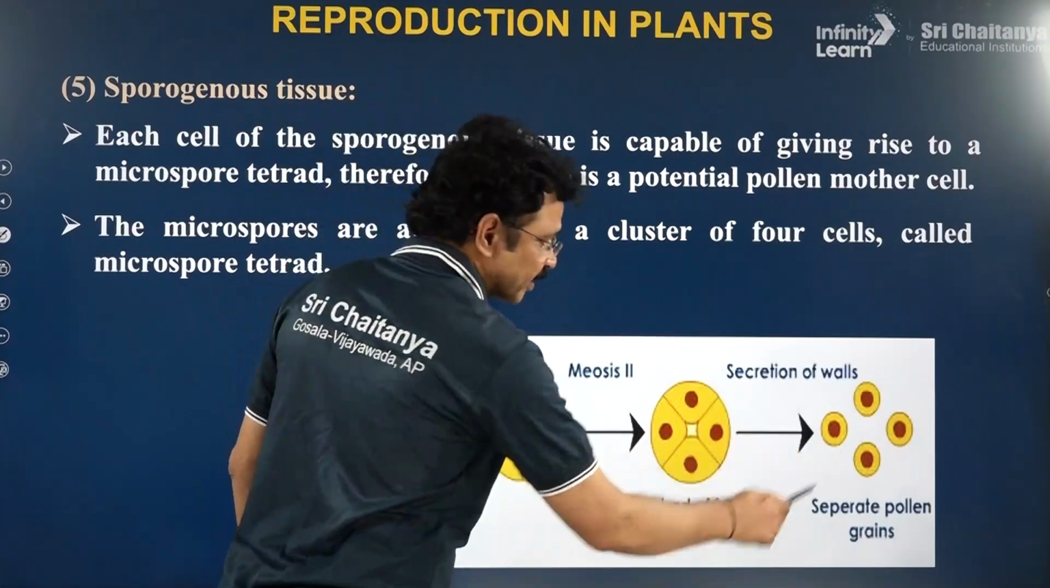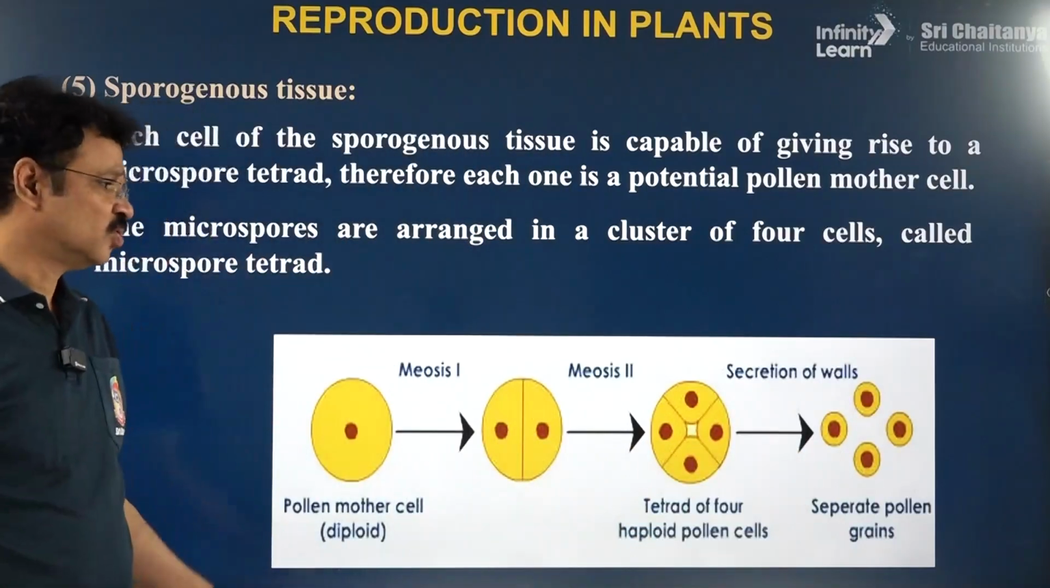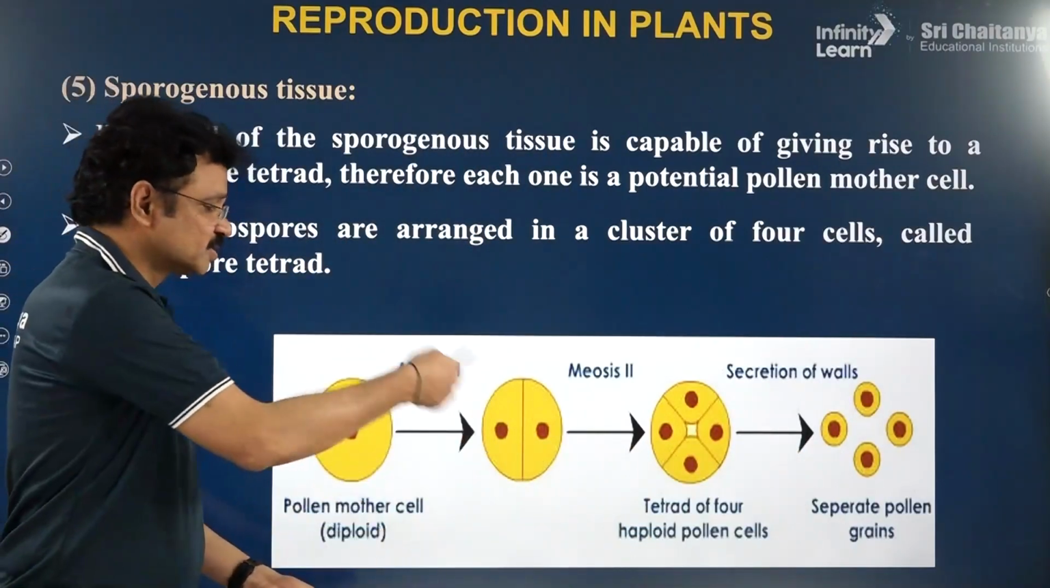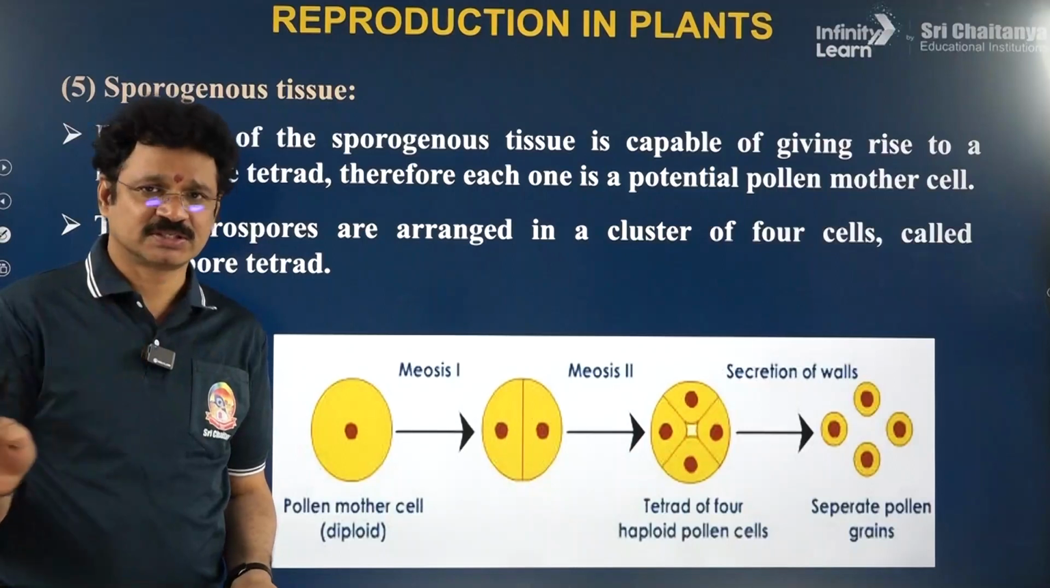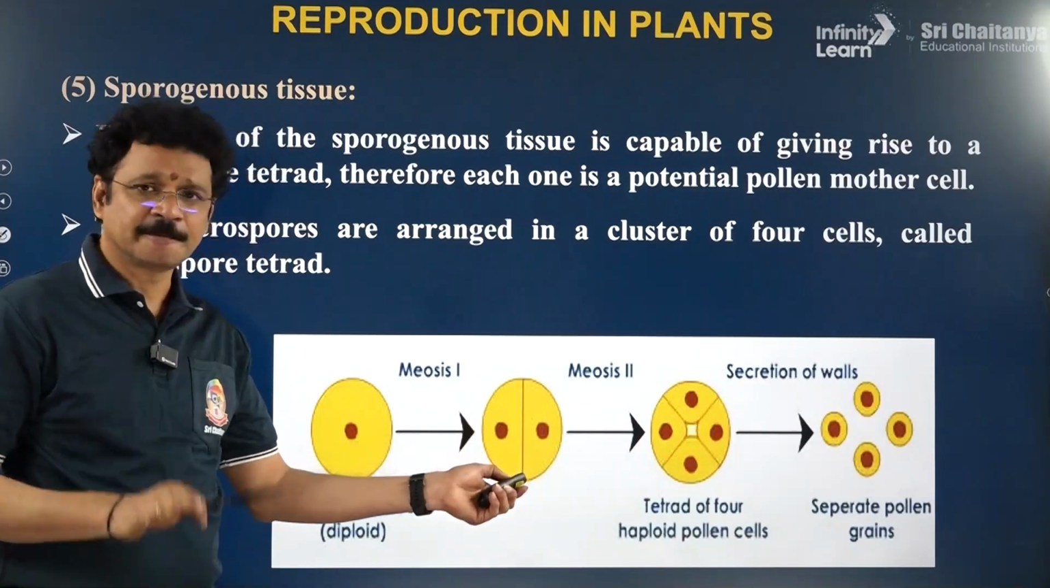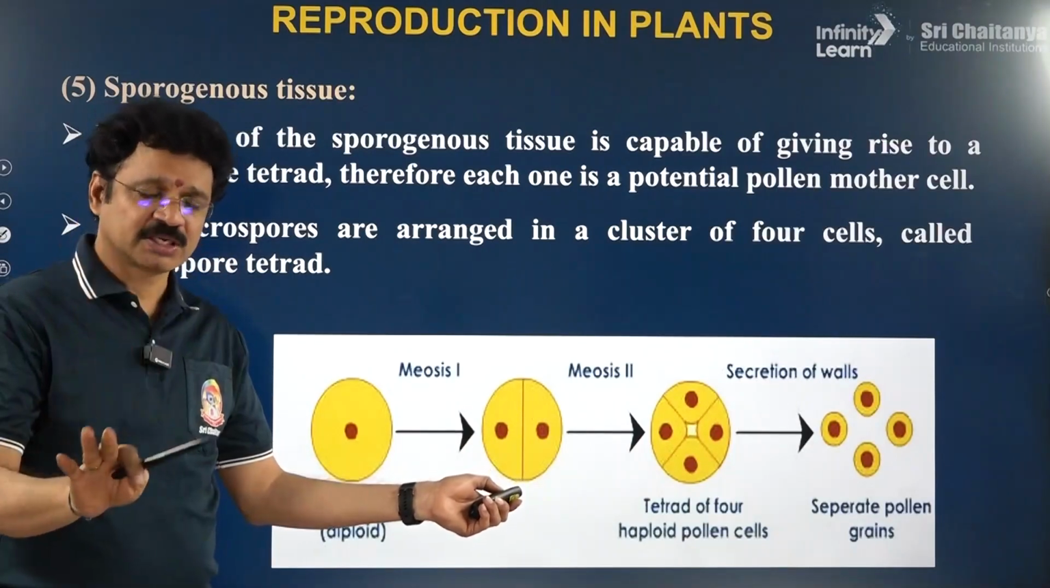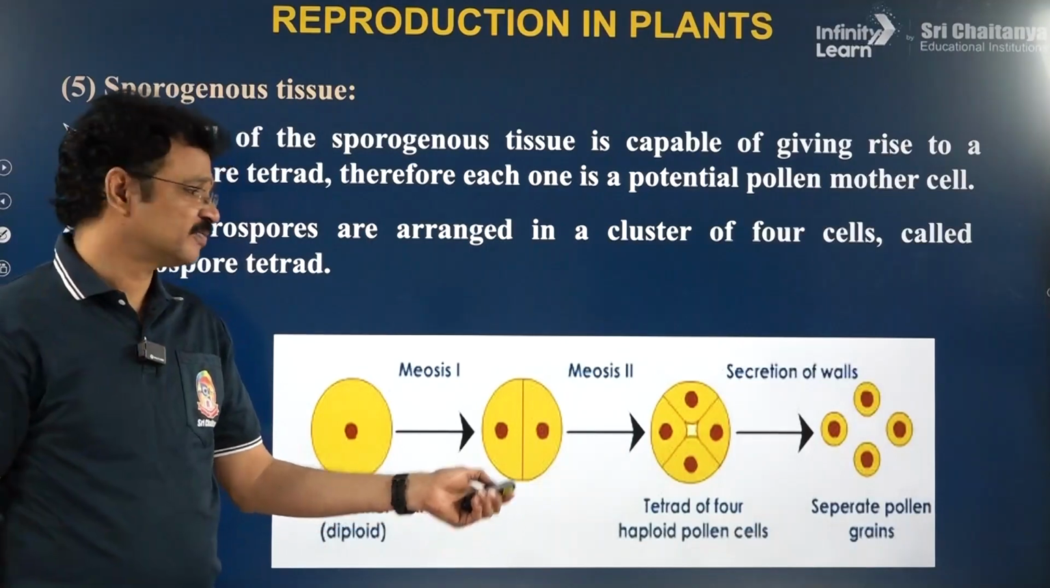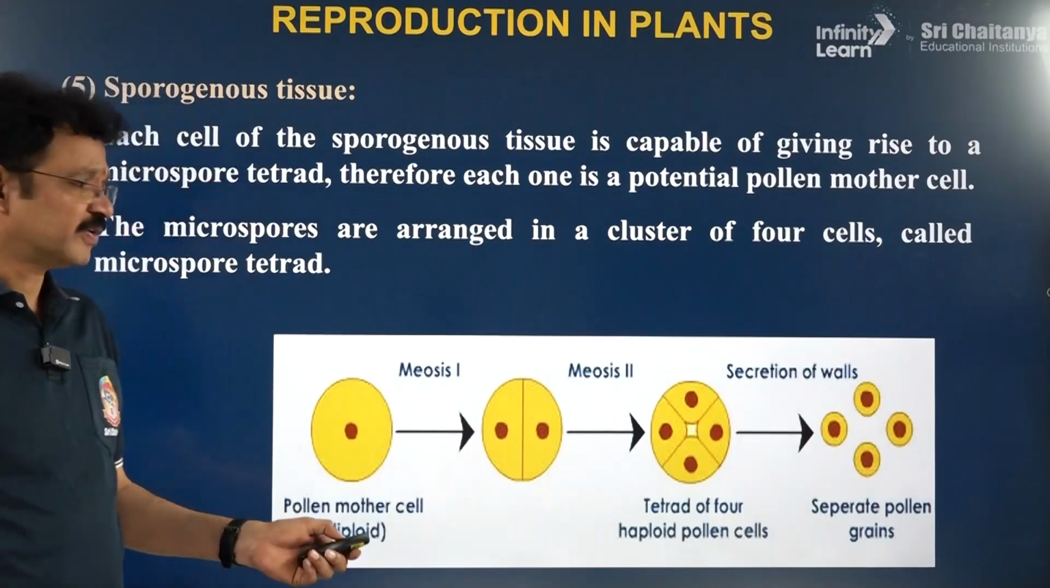Then each and every microspore develops into a pollen grain. This entire process is called microsporogenesis. The site of this process is the microsporangium or pollen chamber or pollen sac found in the anthers of a flower.